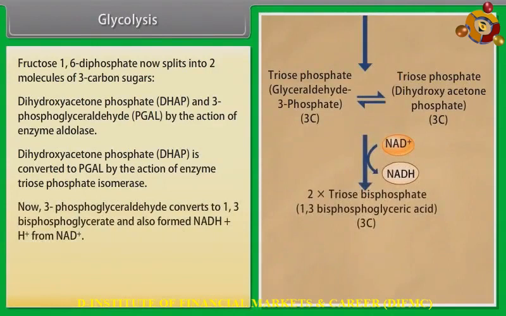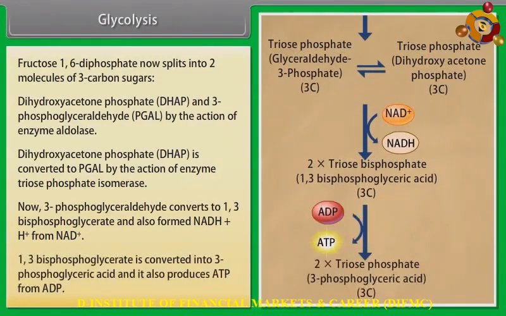Now 3-phosphoglyceraldehyde converts to 1,3-biphosphoglycerate and also forms NADH plus H plus from NAD plus. 1,3-phosphoglycerate is converted into 3-phosphoglyceric acid and it also produces ATP from ADP.